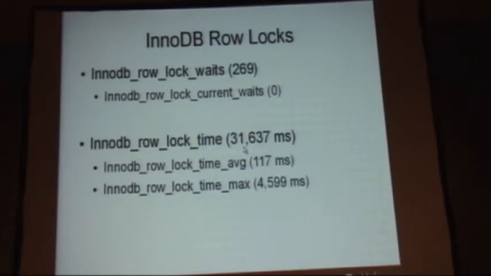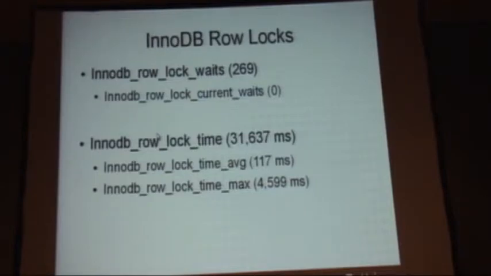That was in the first session, and I don't think I had a number. The average lock time was 117 milliseconds. The maximum was 4.6 seconds, but that probably only happened once. So again, if all of these are high, like lock waits, this is 269, that's nothing. I think 31,637 divided by 269 is probably 117, because that's the average. If these are high, then you want to look and see why there are so many row locks going on.